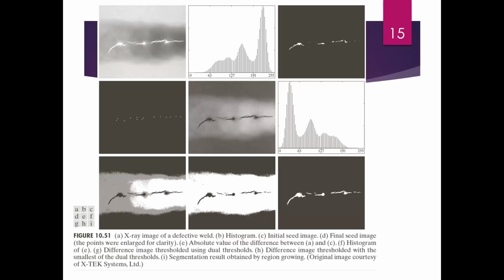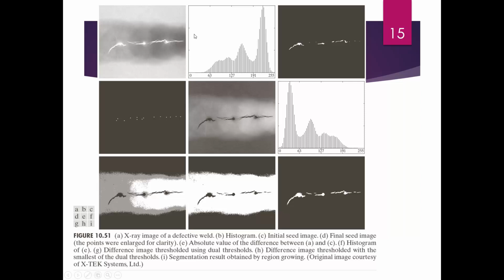Now this shows an example of region growing segmentation. This figure A is an X-ray image of a weld, and in that we can see that there are many cracks within the welded region, or there may be some faults within the welded region, and these faults can be captured by using an X-ray image. So whenever there is a fault, the faulty region in the X-ray image is going to have very high intensity values.